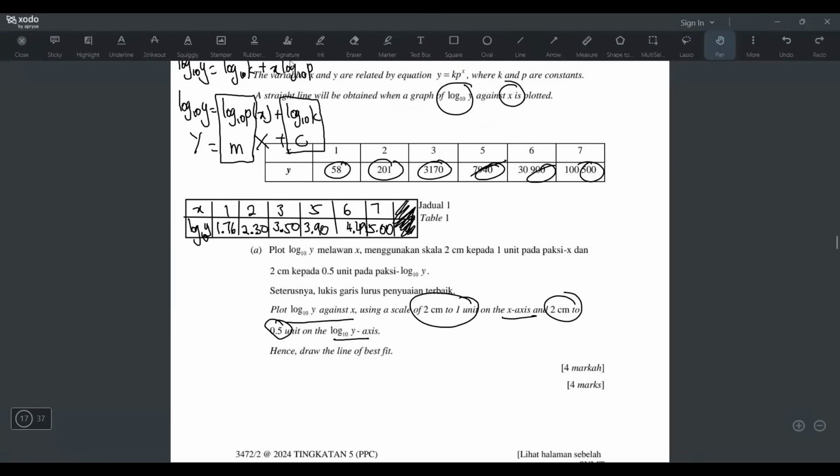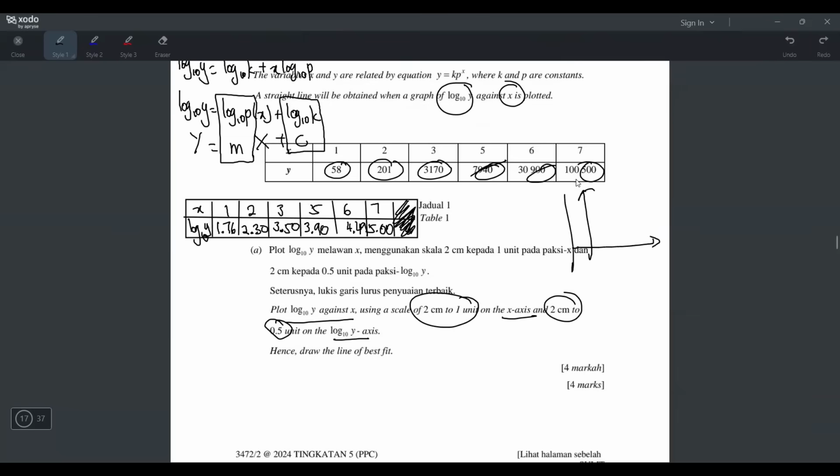Before I start on the graph paper, first let's check our table. Can you see that all values are positive? That means later on your graph paper, your 0, 0 has to be at the bottom left because everything is positive. It means all your points will be in the first quadrant, so that's why you put your origin here. And for the scale, you just follow what it says: 2 cm to 1 on the x-axis. So you go 1, 2, 3 until 7, because the highest value is 7. For the log y-axis, it is 2 cm to 0.5. The highest value is 5, so you use 10 boxes until you reach 5.0.